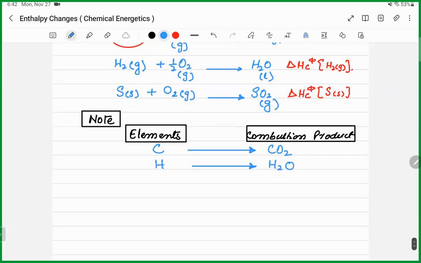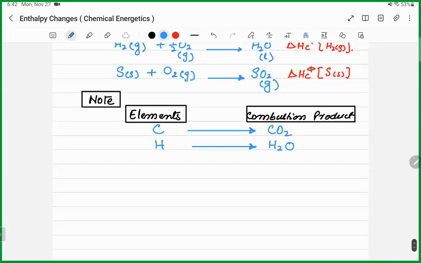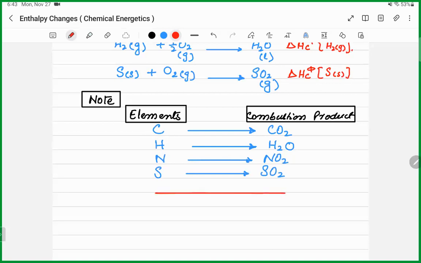क्योंकि after combustion, the hydrogen is getting converted to water. If you have nitrogen, one of the combustion product is always NO2. If you have sulfur, one of the combustion product is always sulfur dioxide. Okay? So now you can predict the combustion product of any element by knowing these combustion products. Okay, is it clear?